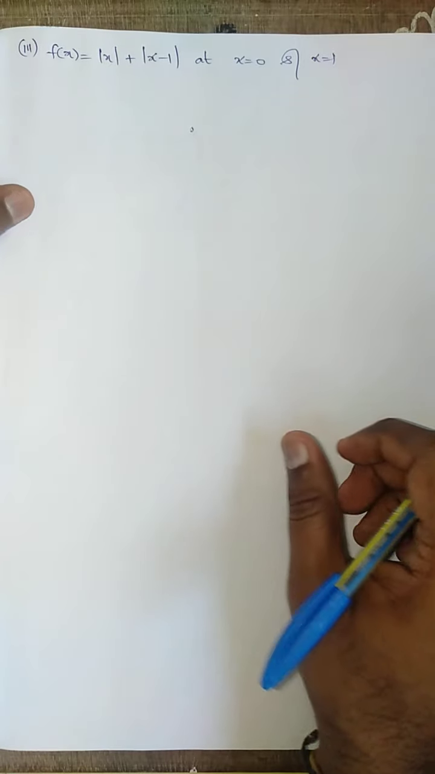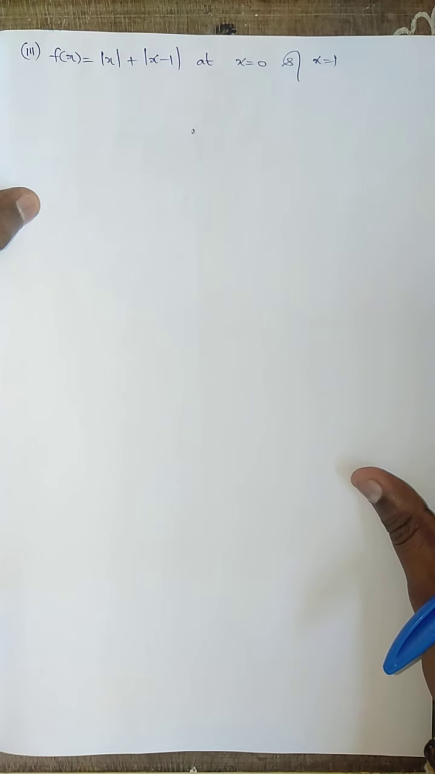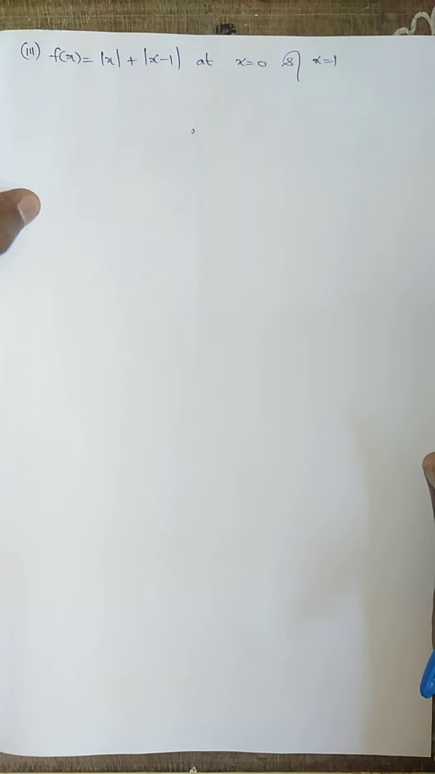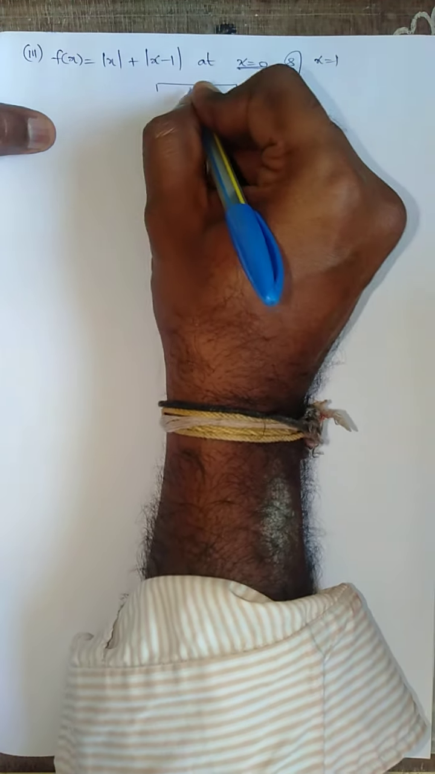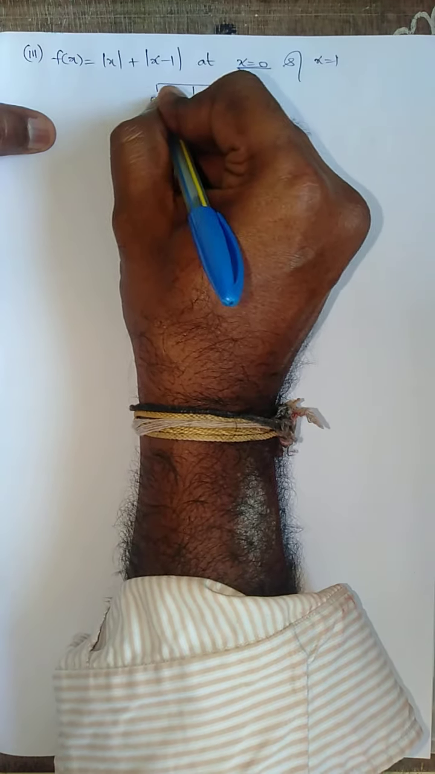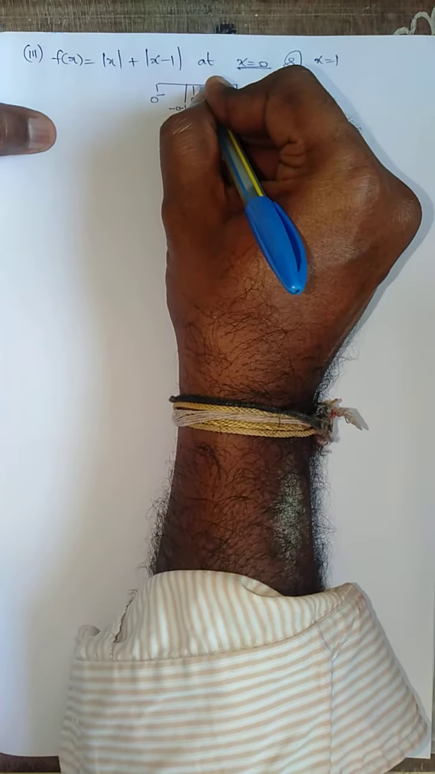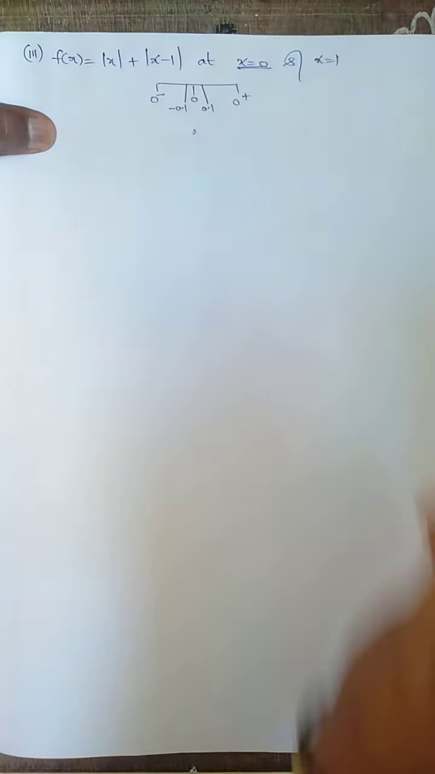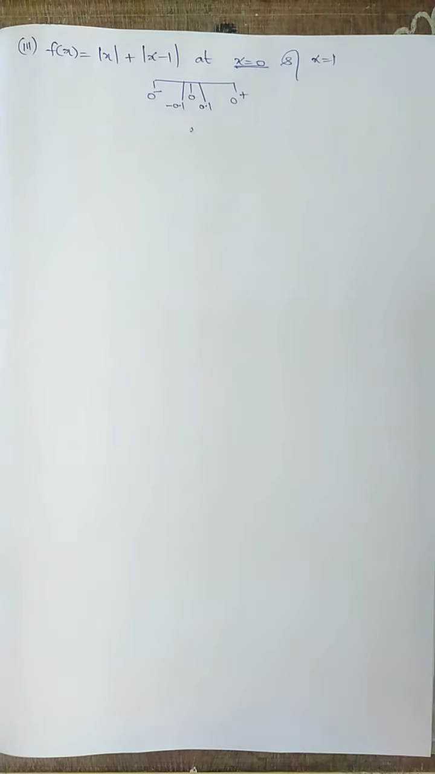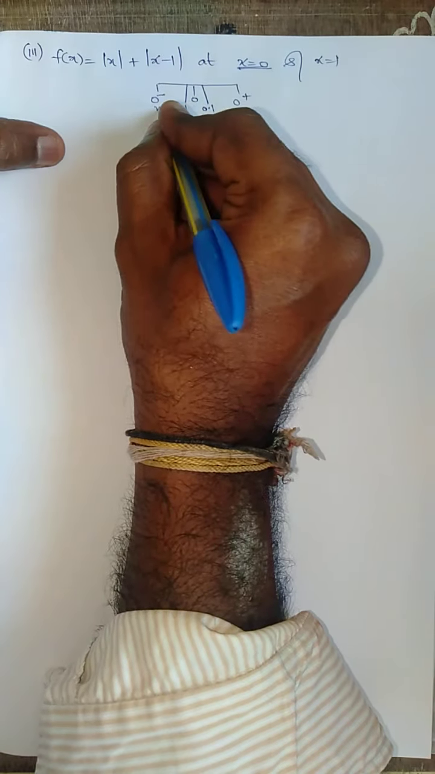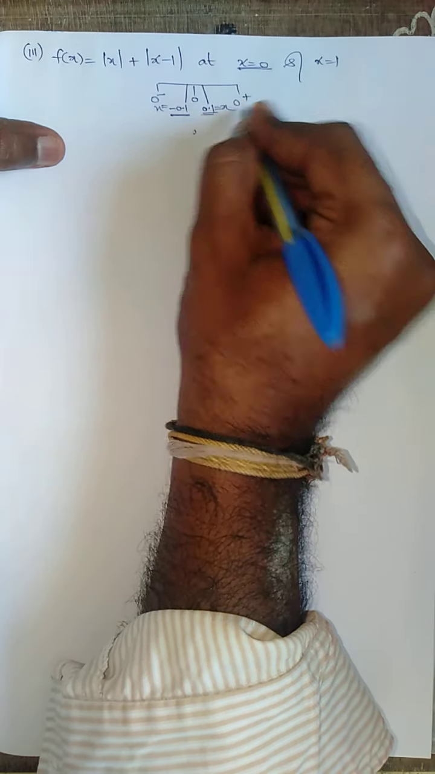So see this sum, third subdivision. f of x is equal to modulus of x plus modulus of x minus 1. They are given two values, at x is equal to 0 and x is equal to 1. First I will find differentiability at x is equal to 0. So for x is equal to 0, apply properly. This is going to be 0. 0 minus means minus 0.1, 0 plus means plus 0.1. That's all, I have taken the values for x.